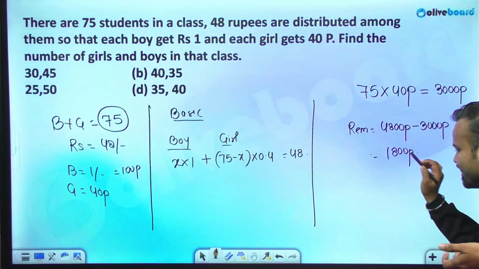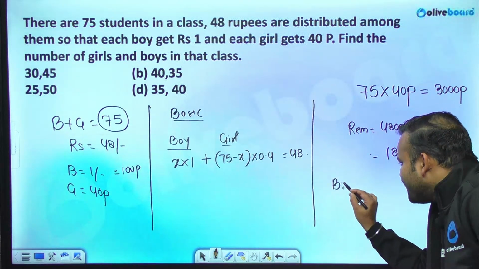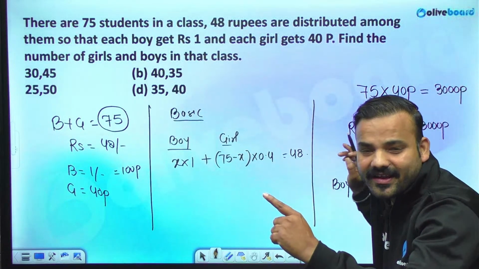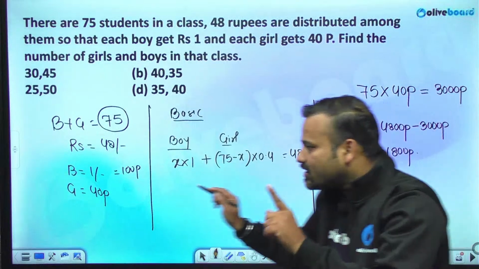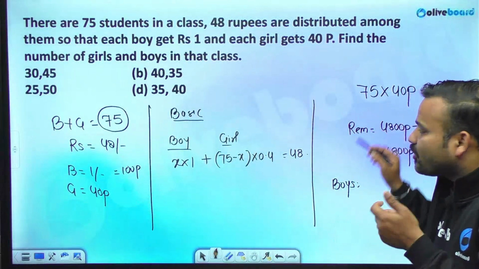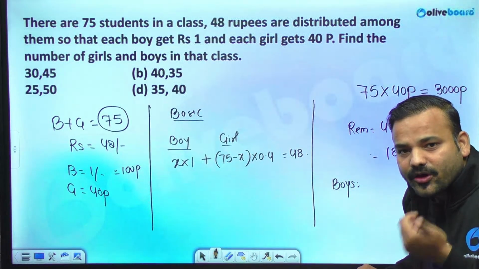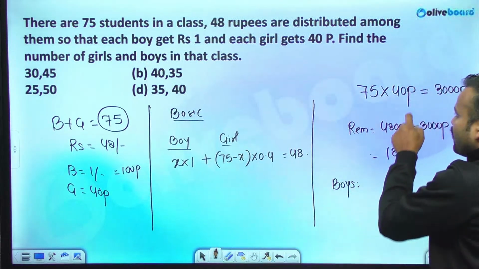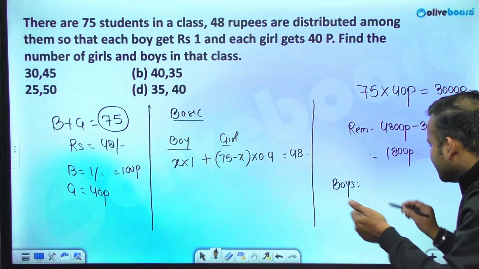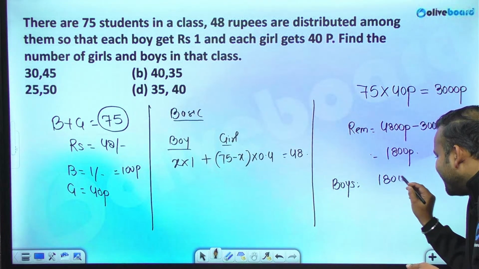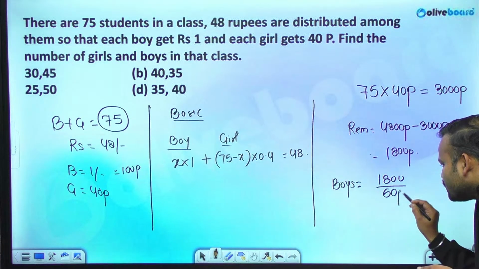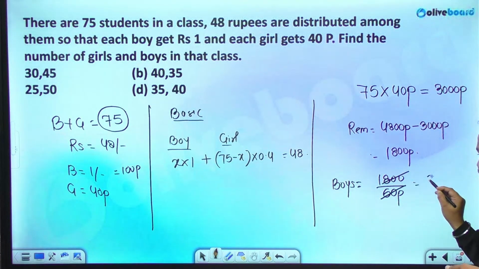And this 1800 paisa will be distributed among boys, because when I was distributing 40 paisa to everybody, girls were supposed to get 40 paisa, so they have got theirs. But what about the boys? Boys were supposed to get 100 paisa, but I gave them 40 paisa each. So this entire 1800 paisa should be divided among boys by giving 60 paisa each. So the number of boys over here is 30.